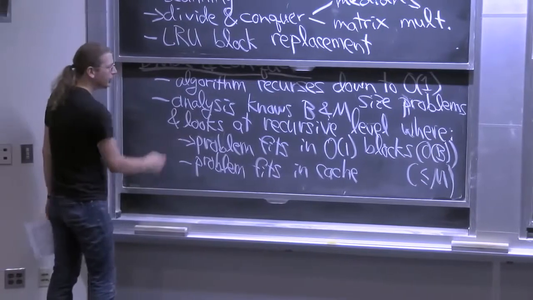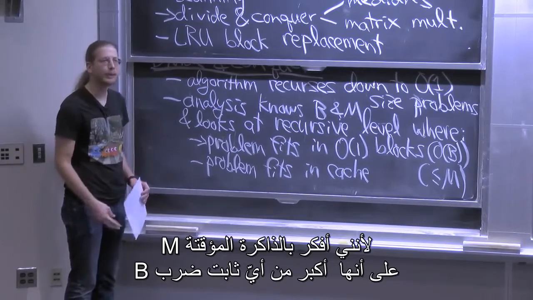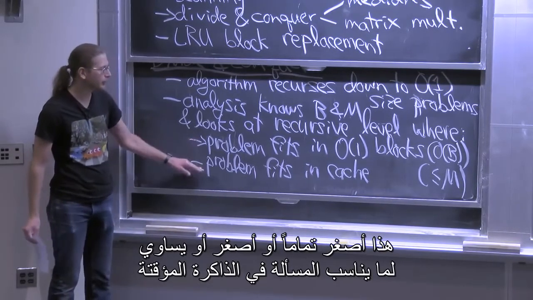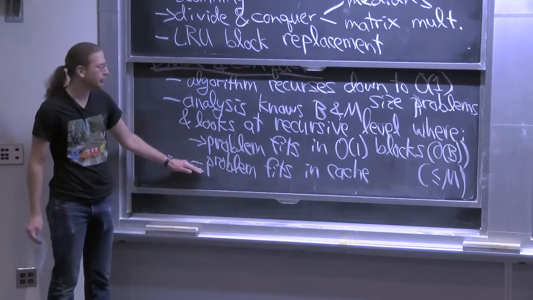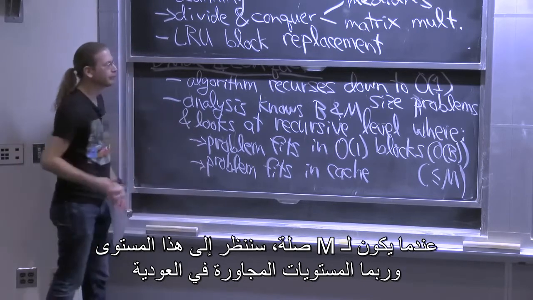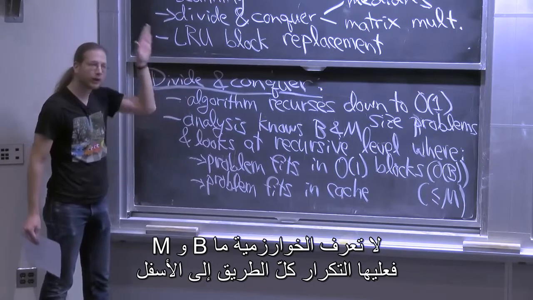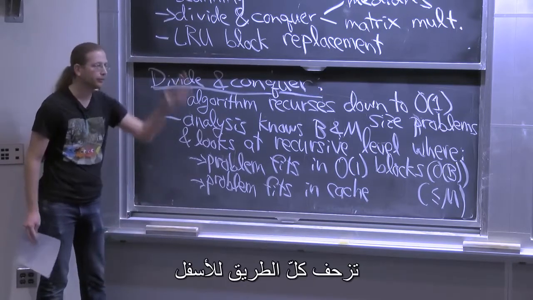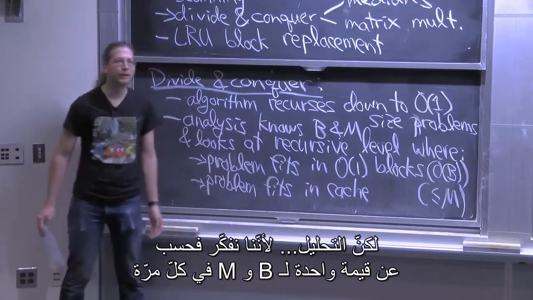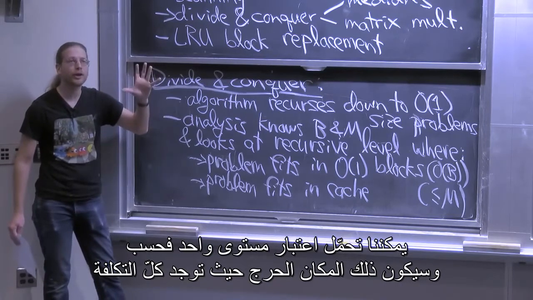Constant number of blocks. Because I think of the cache M as being larger than any constant times B, this is smaller or equal to problem fitting in cache. So when M is relevant, we'll look at this level and maybe the adjacent levels in the recursion. Okay, so the algorithm doesn't know what B and M are, so it's got to recurse all the way down. Turtles all the way down. But the analysis, because we're only thinking about one value B and M at a time, we can afford to just consider that one level, and that will be like the critical place where all the cost is.